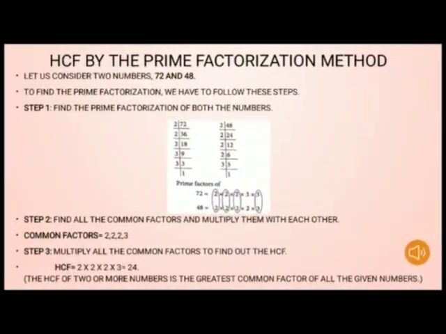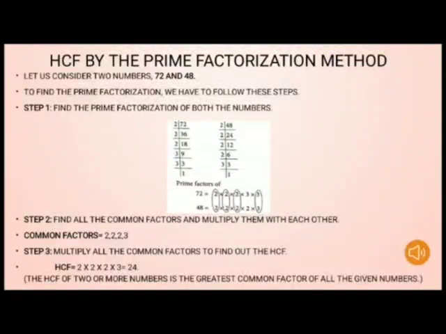Now, dear students, let's see how to find HCF by the prime factorization method. Let us consider two numbers 72 and 48. To find the HCF, we have to follow a few steps. Step 1. Find the prime factorization of both the numbers. Like we have earlier done in our slides, we find the prime factorization of 72 and 48 in the same way. Prime factors of 72 are 2 into 2 into 2 into 3 into 3. And prime factors of 48 are 2 into 2 into 2 into 2 into 3.